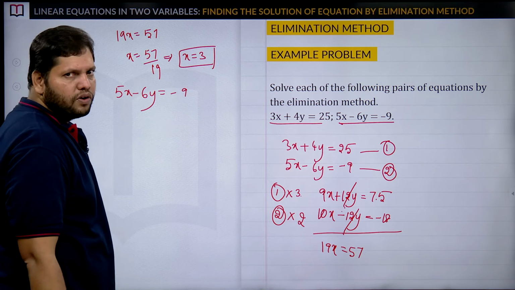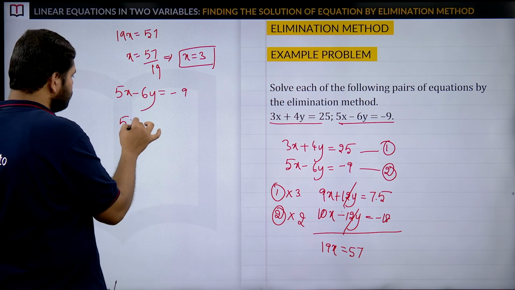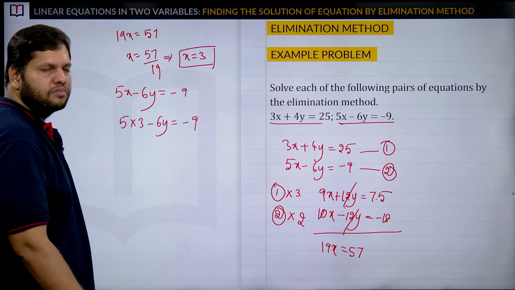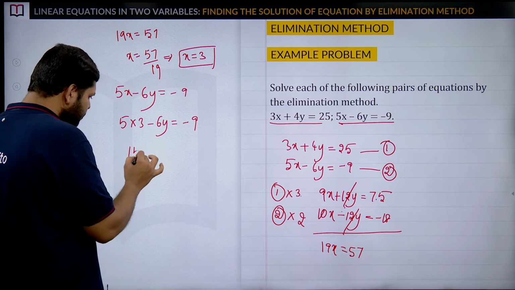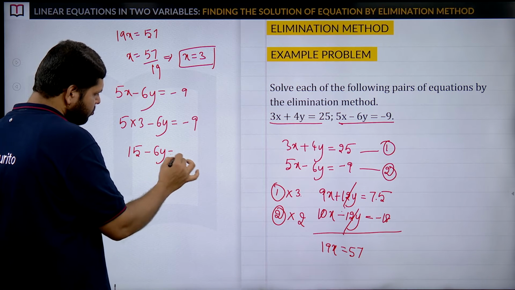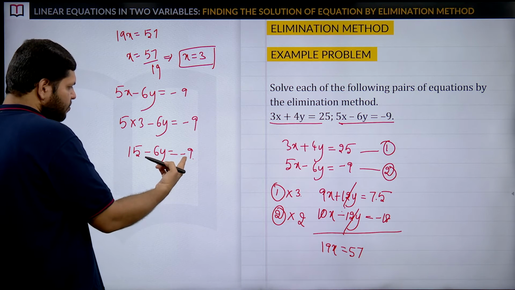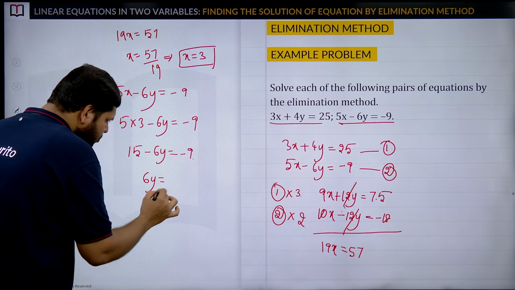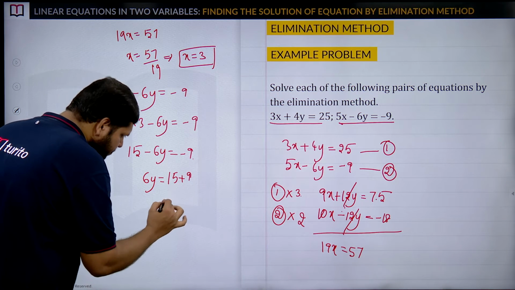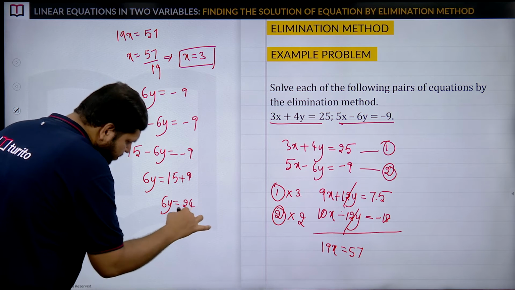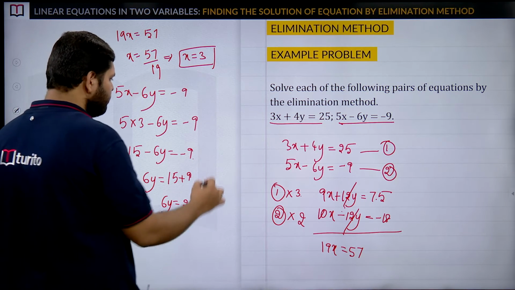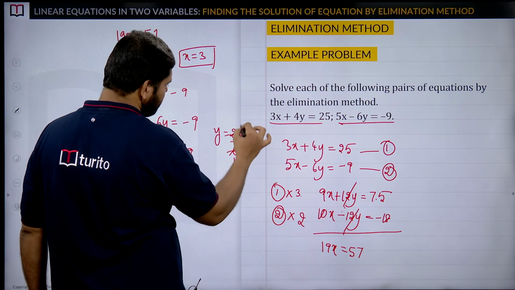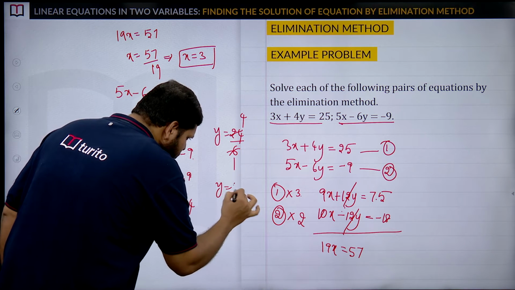Children, substitute x is equal to 3. So 5 into 3 minus 6y is equal to minus 9. Children, 5 into 3, what is the value? It is 15. Minus 6y is equal to minus 9. Now children, do one thing: minus 9, bring this side, and minus 6y, take this side. So 6y is equal to 15 plus 9. 6y is equal to 24. Then y is equal to what, children? 24 divided by 6, this is 6 fours. So y is equal to 4 is the answer.